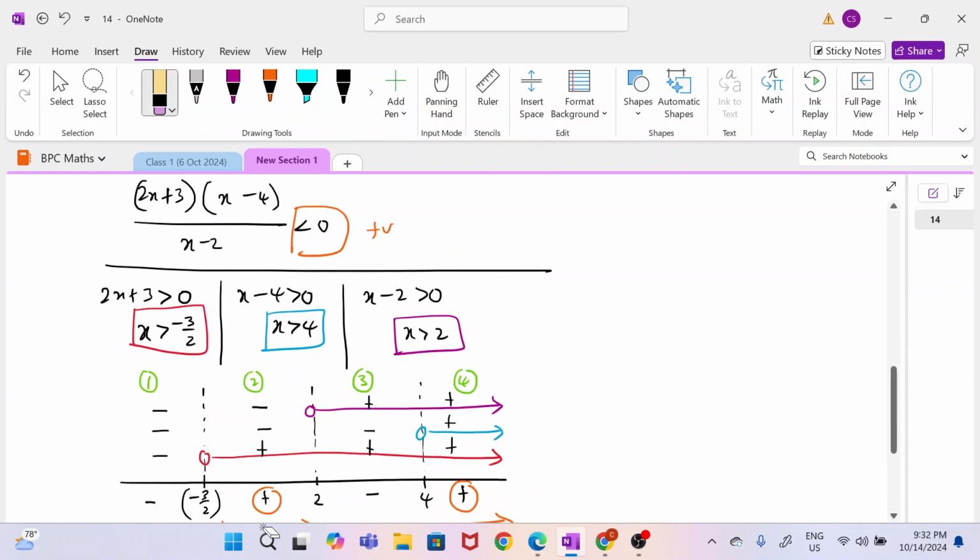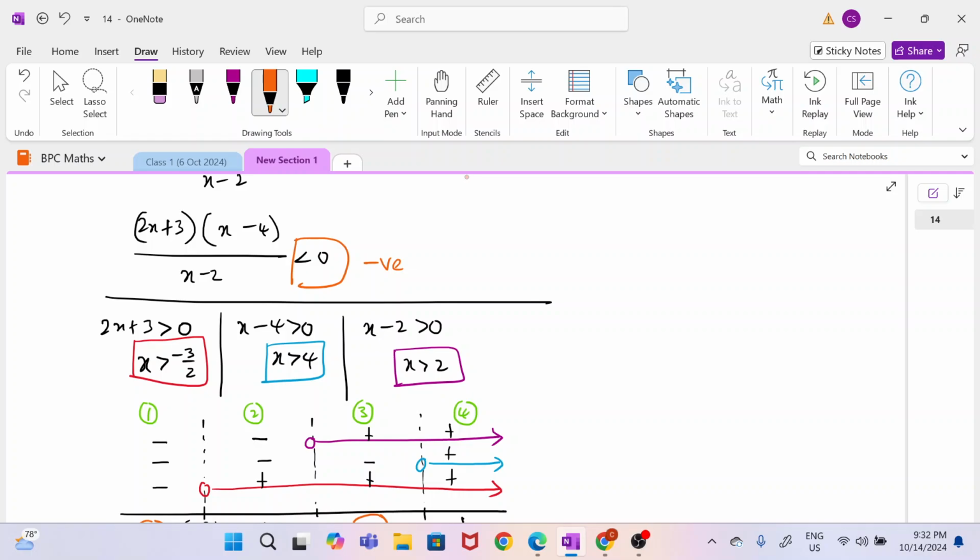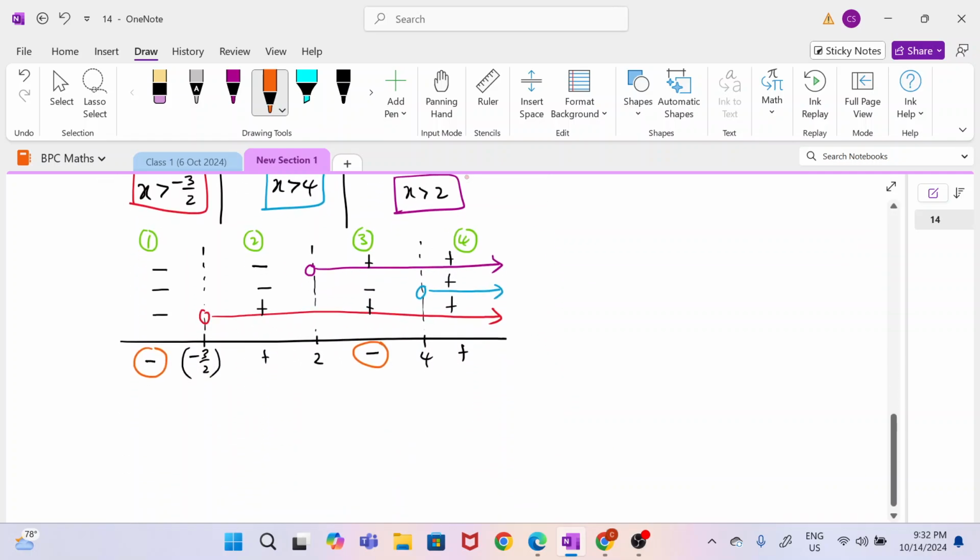Oh, sorry, this is not positive. I was wrong, this is negative. Sorry, less than 0 is negative. Sorry, I think I must be tired. Here and here. Sorry, yeah, I made a mistake here. This is negative, less than 0. So we choose in between 2 and 4 and here.